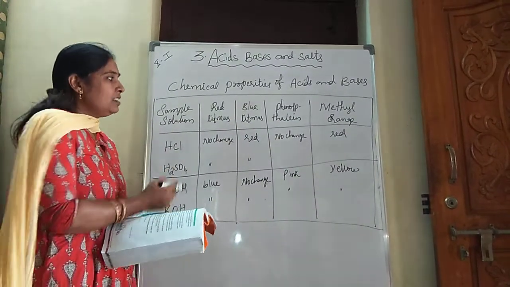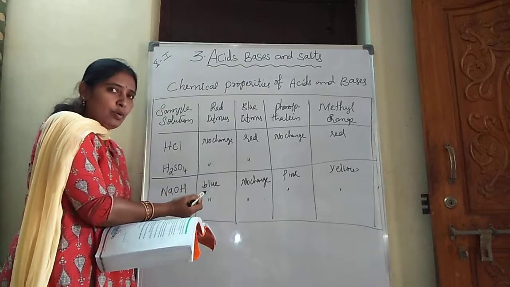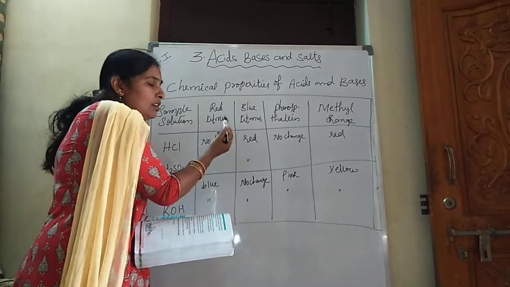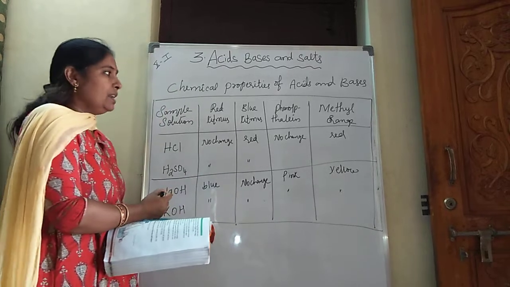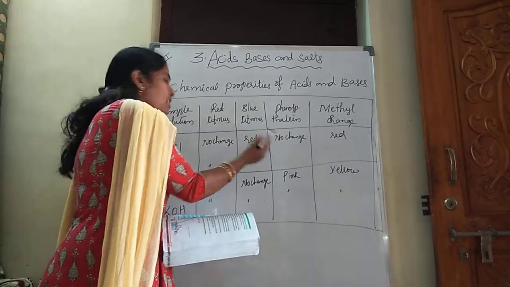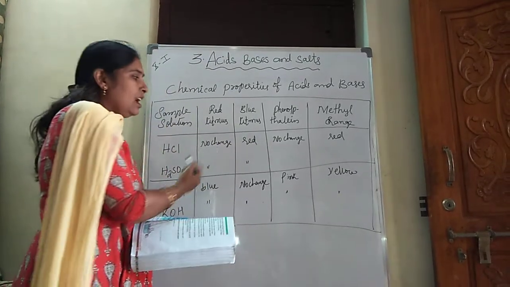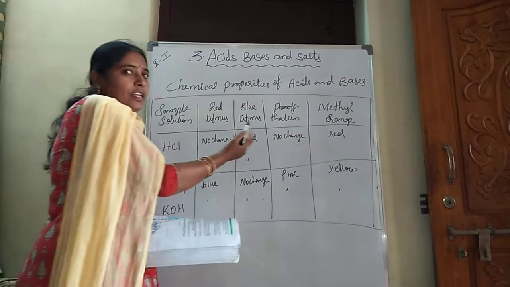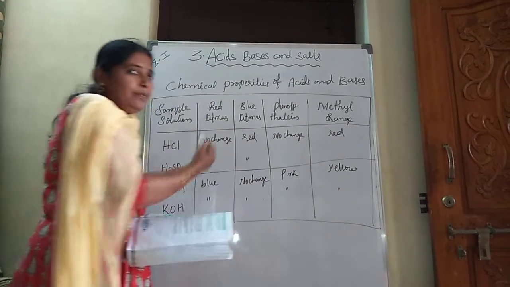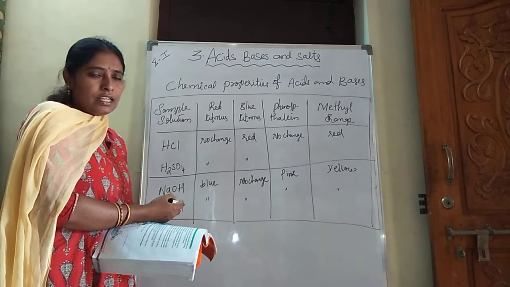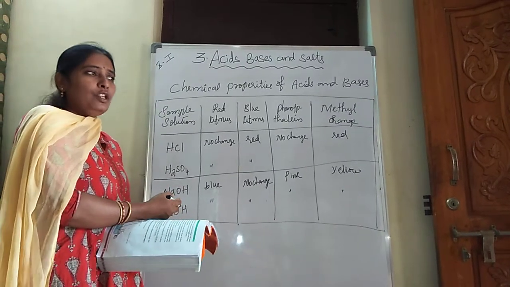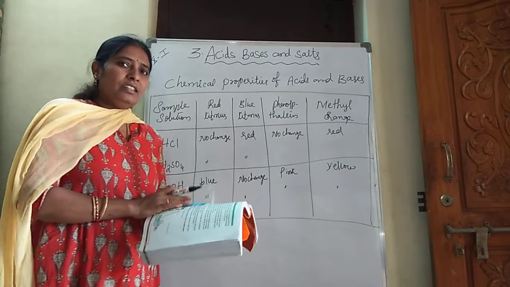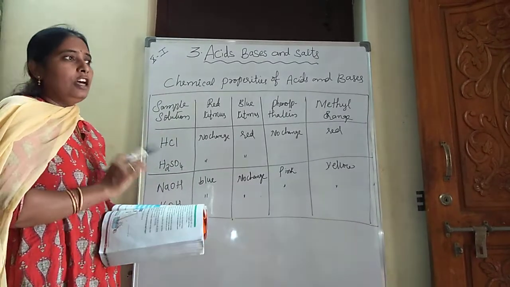Once again I will repeat. Red litmus changes into blue in a basic medium, and blue litmus changes into red in an acidic medium. Phenolphthalein is colorless in acidic medium, and phenolphthalein is pink in basic medium. Methyl orange is red in acidic medium, and methyl orange is yellow in basic medium. By using that clue, you can complete table 1. Please complete table 1, then only go to the other topic.